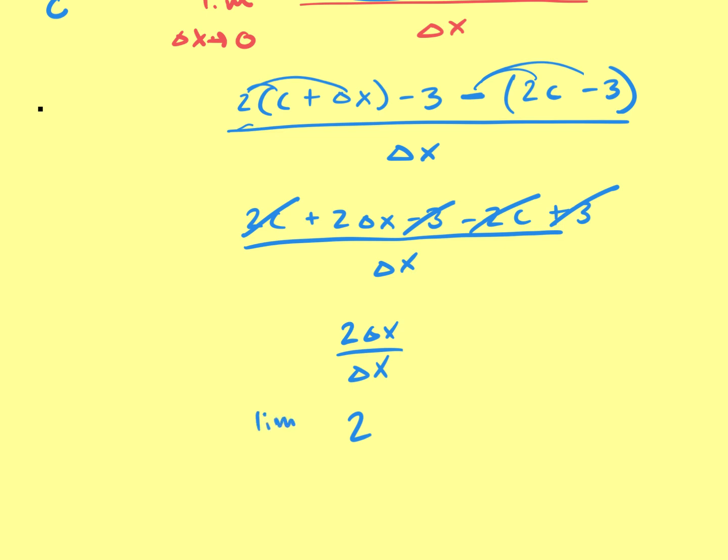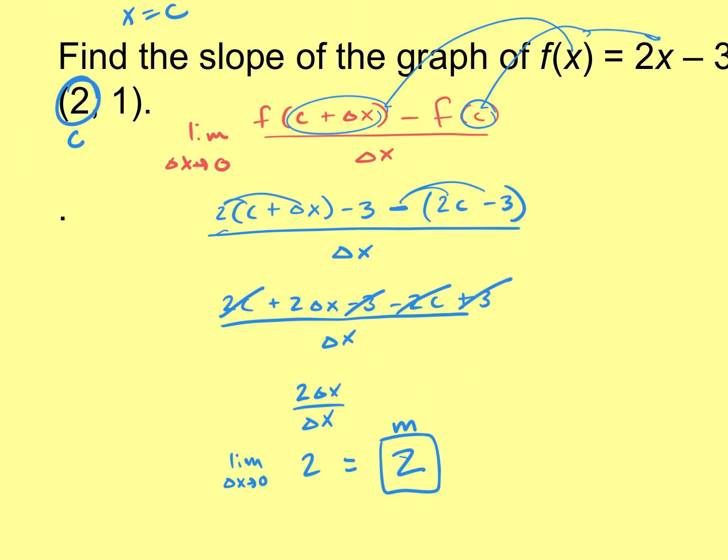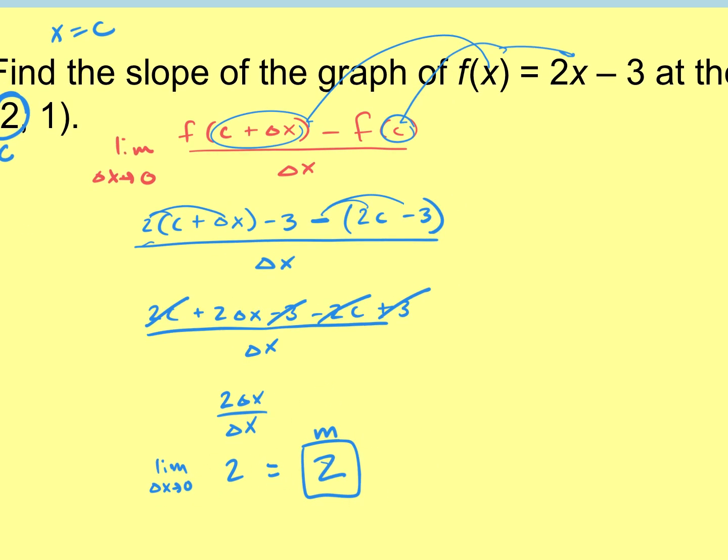So the limit as dx approaches 0 of 2 would equal what? 2. And this would be our slope. Yes. From the beginning, we knew what our slope was going to be because when you have a linear function, your slope doesn't change no matter what point you pick on your graph. We knew that our slope was going to be 2. When it's just a linear function, that's what your slope is.